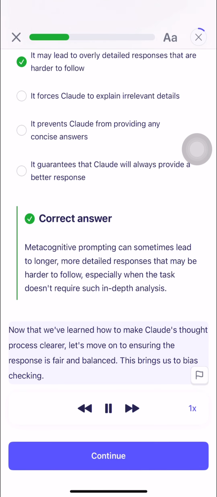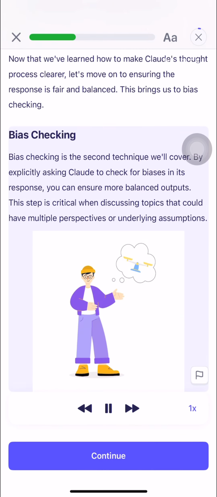Now that we've learned how to make Claude's thought process clearer, let's move on to ensuring the response is fair and balanced. This brings us to bias checking. Bias checking is the second technique we'll cover. By explicitly asking Claude to check for biases in its response, you can ensure more balanced outputs. This step is critical when discussing topics that could have multiple perspectives or underlying assumptions.